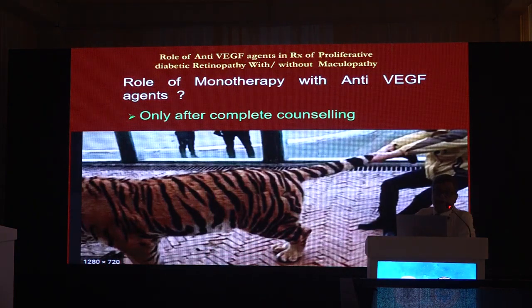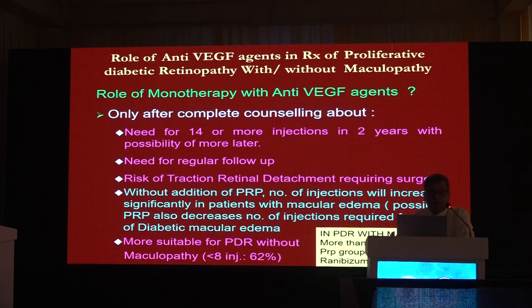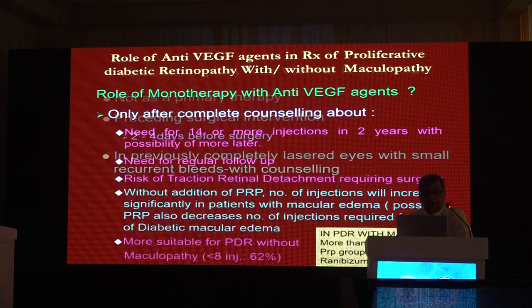Now, as regards monotherapy, what is this? Is that a good way? I think it's like catching a tiger by the tail. We know if these patients don't come for follow-up, they have a very high incidence of losing their eyes. So, monotherapy, only if you've counseled the patient about the need for 14 or more injections in 2 years, with the possibility of more laser, need for regular follow-up, risk of traction detachment requiring surgery, and the fact that the number of injections can keep on increasing more in diabetic macular edema. So this is possibly more suitable for PDR without maculopathy rather than those with maculopathy.